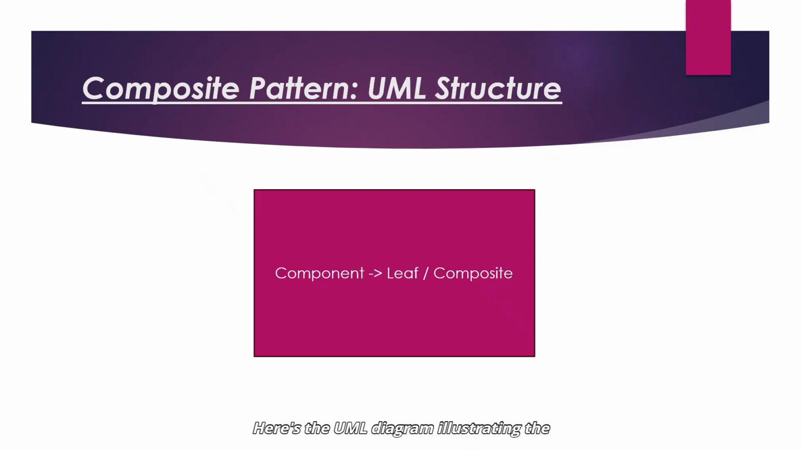Here's a UML diagram illustrating the structure of the composite pattern. Both the leaf and composite classes implement the component interface. The composite class has a collection of child components, which could be either other composites or leaves. This allows us to easily manage a tree structure where both types of objects can be treated the same way. Notice how the composite class can contain both types, facilitating recursive operations on the structure.